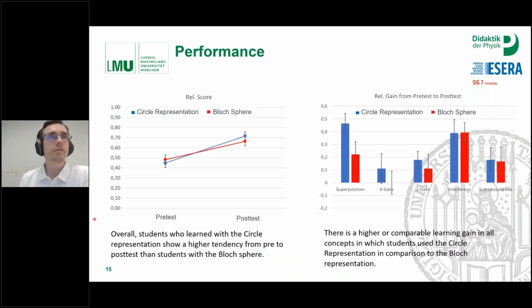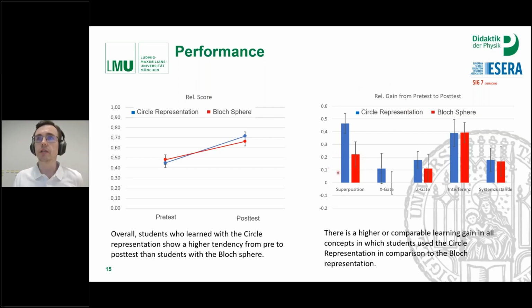So some of the results here, first related to the score. We see in blue again the circle representation, red the Bloch sphere. You see that there's learning gain in both cases from pre to post over all the concepts we instructed. And we see that there is a tendency, not a significant effect, to a higher learning gain for the circle representation. But as I said, there's a small number of participants, and that's why this is not significant.